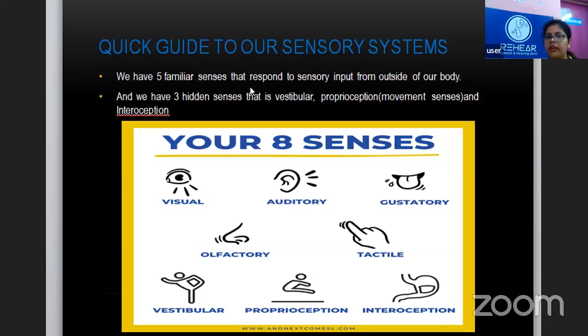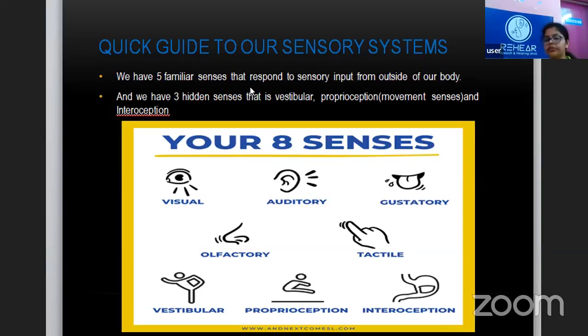If we are taking an egg and we try to break it to make an omelette, how much force do we need to break the egg, or how much force do we need to pick up that egg? All that we understand unconsciously by proprioception. So proprioception helps us understand the body position, the force, everything.